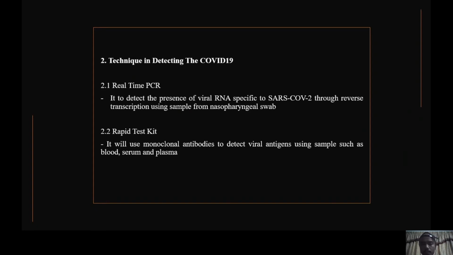First is technique on how to detect COVID-19, and second is the history and development of COVID-19 detecting technique. For detecting COVID, there are two types of technique. First is real-time PCR. Real-time PCR is purposely to detect the presence of viral RNA specific to SARS-CoV-2 through reverse transcription using samples from nasopharyngeal swab. The second technique is the rapid test kit. It will use monoclonal antibodies to detect viral antigens using samples such as blood, serum, and plasma.